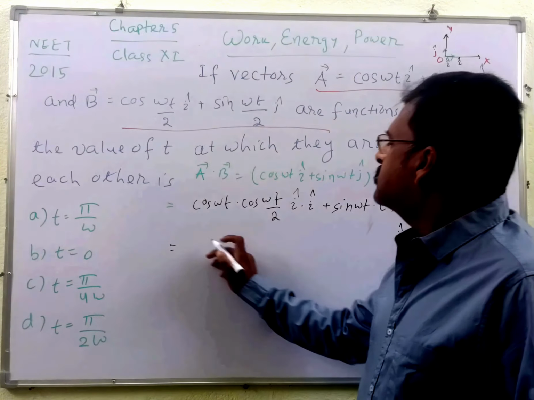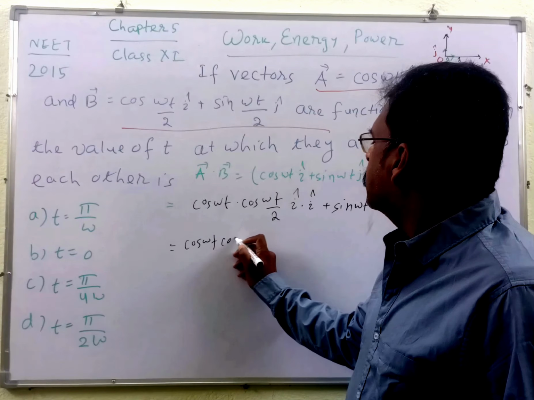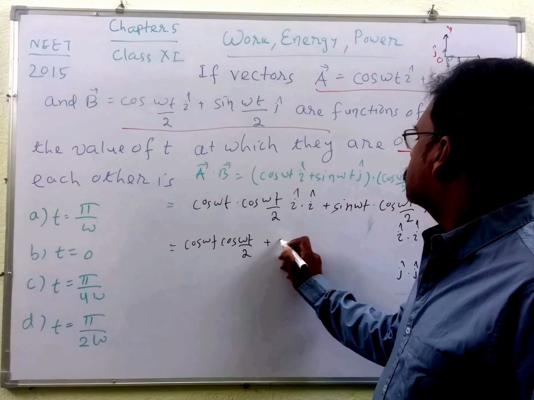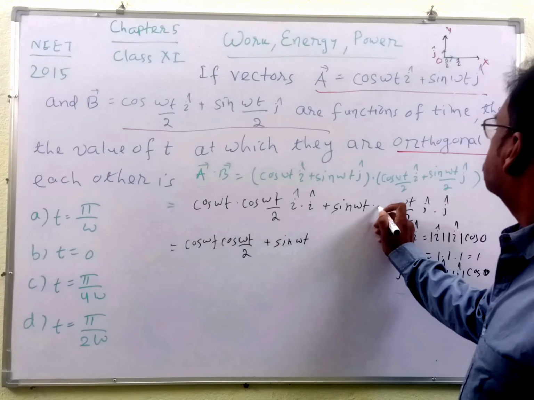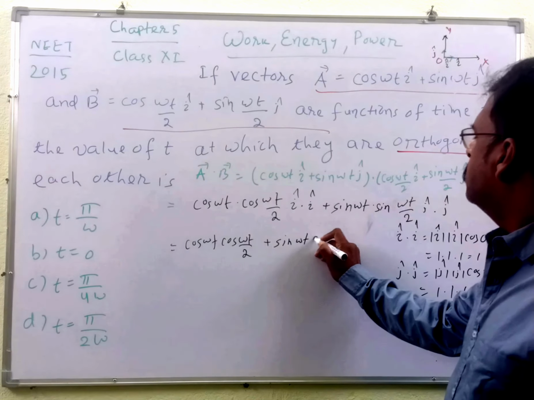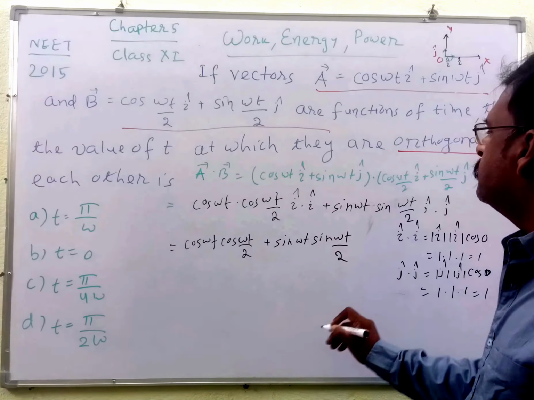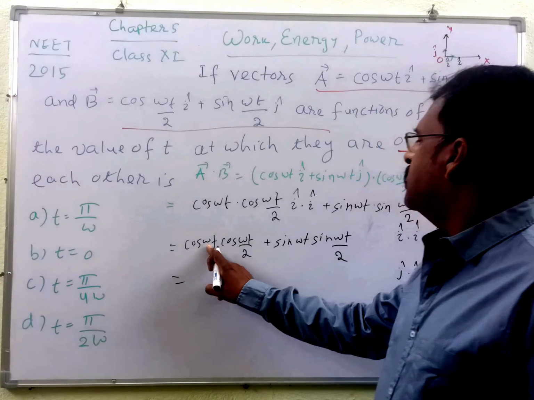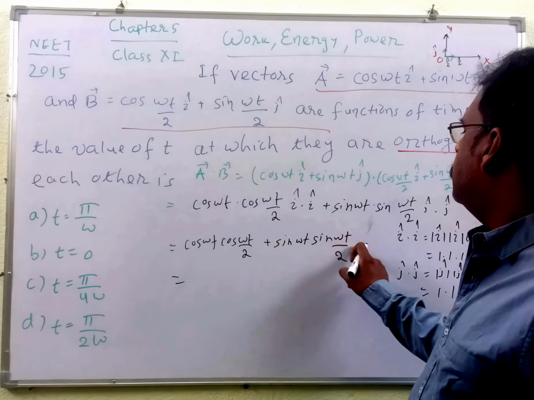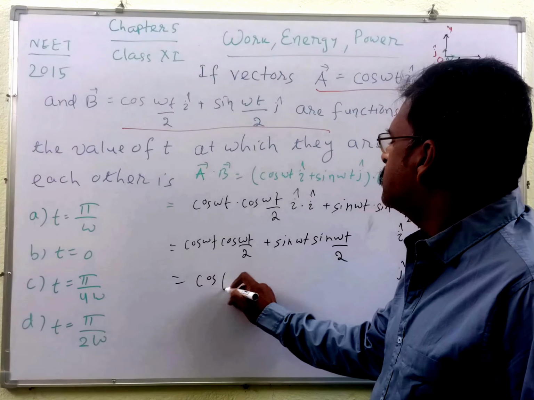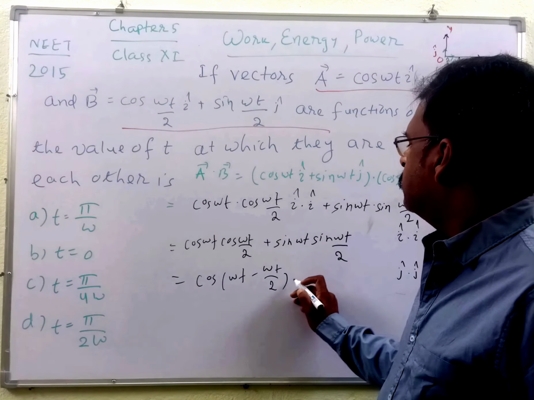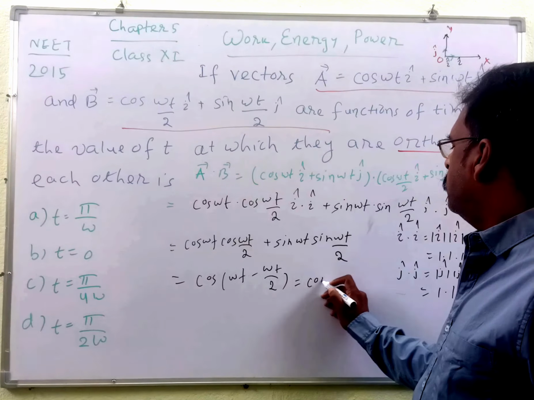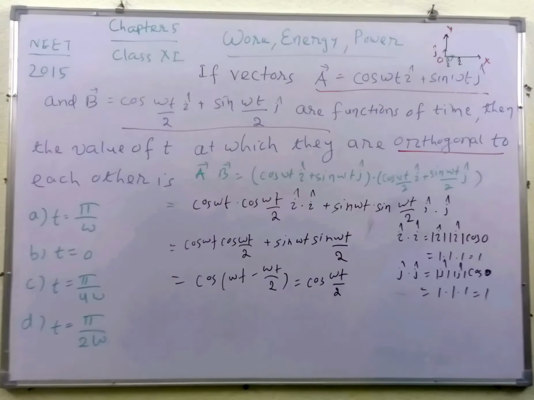Okay, student. So this becomes cos omega t cos omega t by 2 plus sin omega t sin omega t by 2, the second term. You see, it is cos A cos B plus sin A sin B. That means cos of A minus B, that is omega t minus omega t by 2, or this becomes cos omega t by 2. Okay, student? Omega t minus omega t by 2 is equal to omega t by 2.